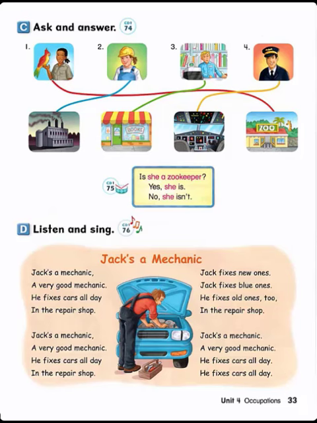Page 33. Drum track. Is she a zookeeper? Yes, she is. No, she isn't. Is she a zookeeper? Yes, she is. Is she a factory worker? Yes, she is. Is he a sales clerk? Yes, he is. Is he a factory worker? No, he isn't.